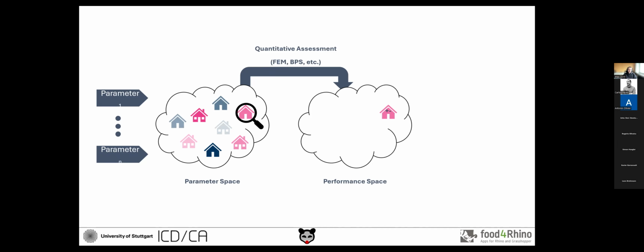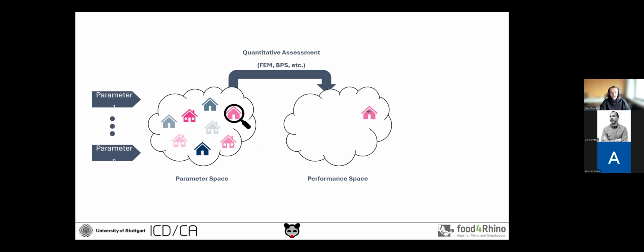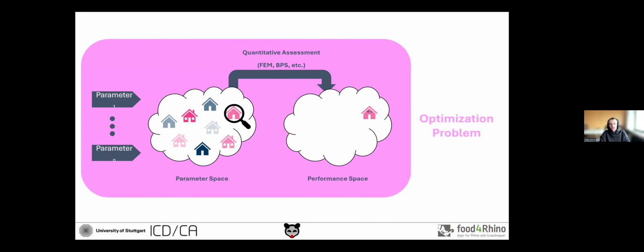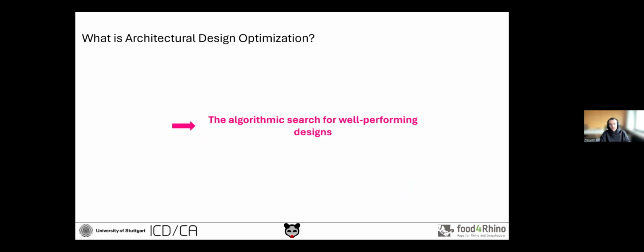And when we look for designs that fulfill certain requirements or perform well, we don't have to search these spaces manually, but we can formulate an optimization problem and then use algorithms like the ones that I implemented in Opossum to search the design space, this parameter space, and the associated performances algorithmically and very efficiently. So architectural design optimization is the guided algorithmic search for well-performing designs.